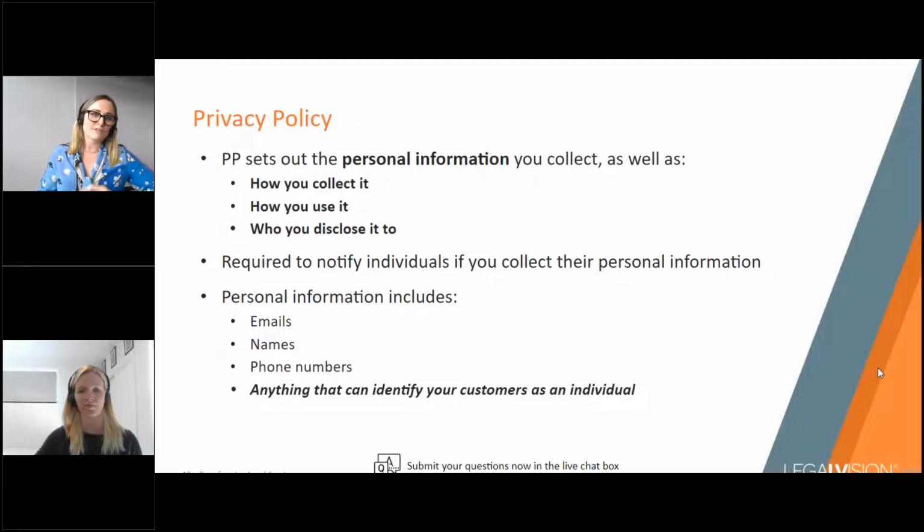And as technology develops, what constitutes personal information also evolves. So, for example, geolocation data is personal information, and other information that may not necessarily have what you consider identifiers attached to it would be deemed personal information if it's in combination with other identifiers.